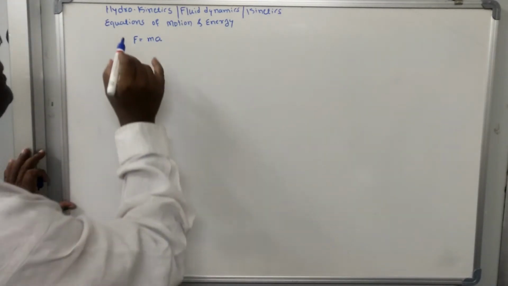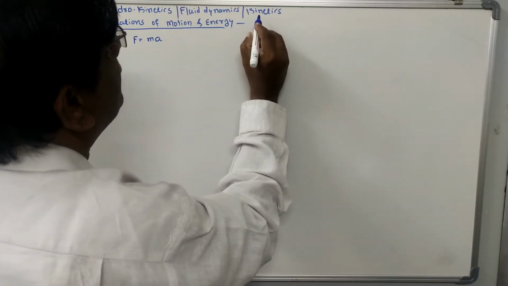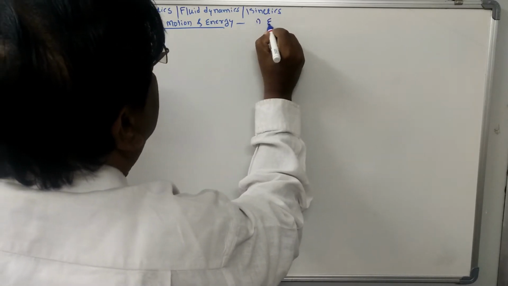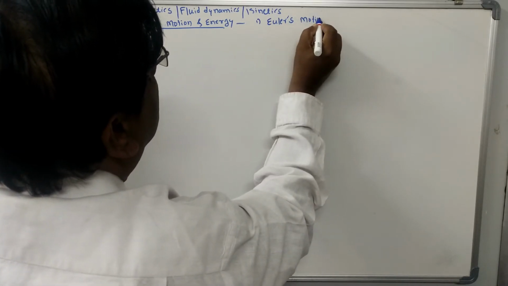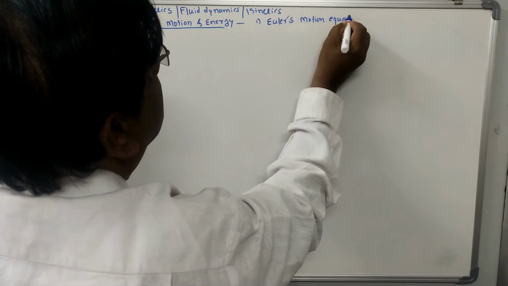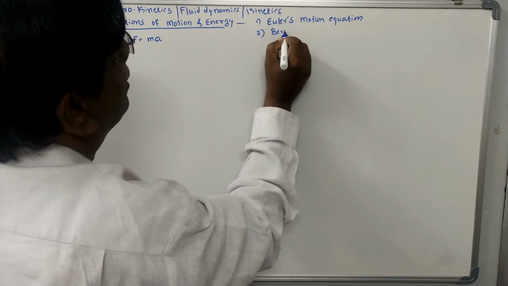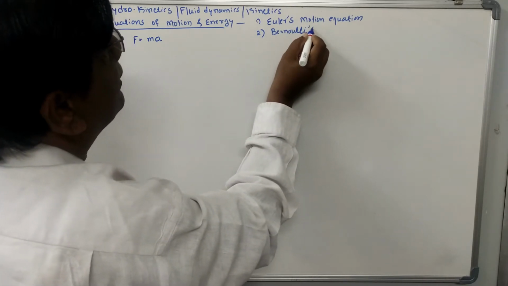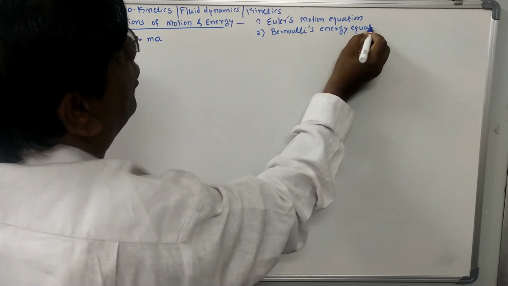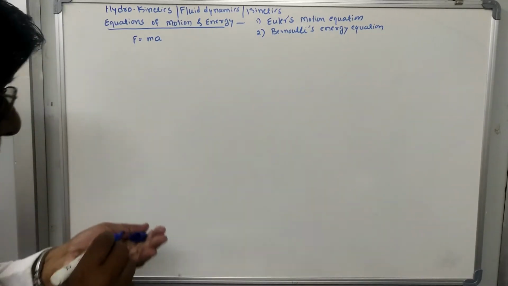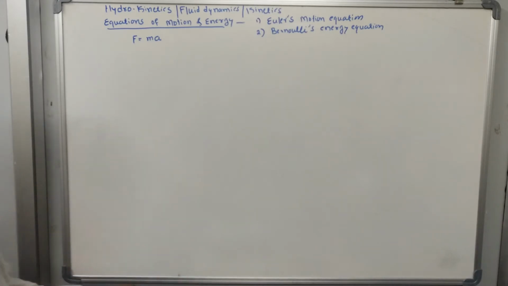In this unit, we are deriving two important equations. One is Euler's motion equation, and another one is Bernoulli's energy equation. The basic principle is Newton's second law of motion, that is, force is equal to mass into acceleration.